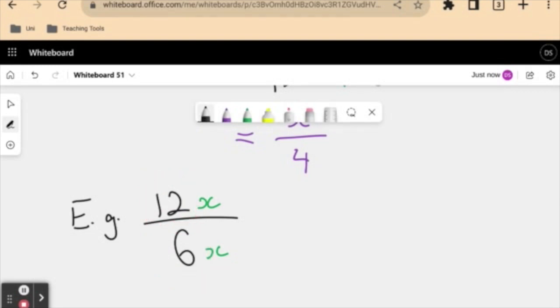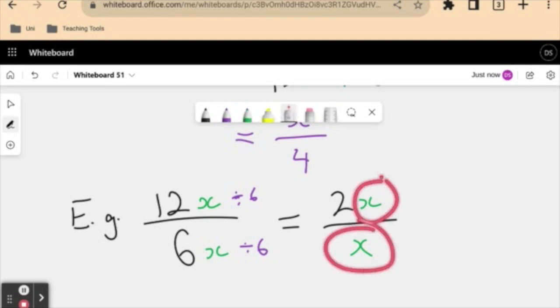So we can divide top and bottom by 6. And we will get 2 lots of x on top of, when we divide 6x by 6, 1 lot of x. All right, we're in a pretty good position here. But what do these actually mean?